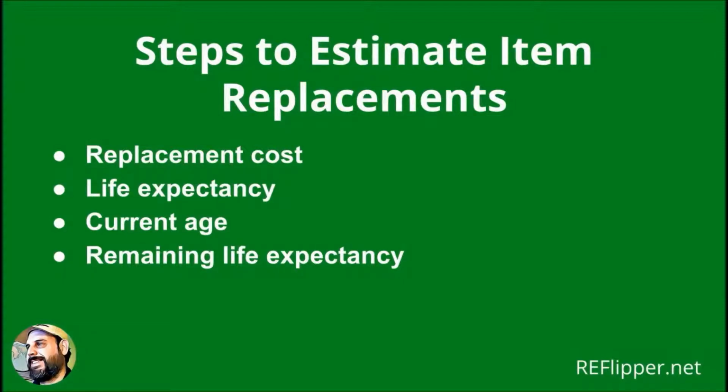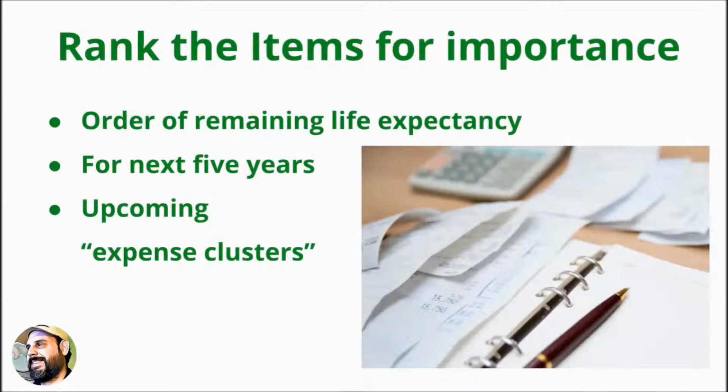Estimate the replacement cost. Determine the life expectancy. Determine the current age of each item. Calculate the estimated remaining life expectancy. Rank the house items in order of increasing estimated remaining life expectancy and then plan for any expenses required in the next 5 years. Watch for any upcoming expense clusters, a high amount of maintenance costs in a short period of time. This is the end of part 1.